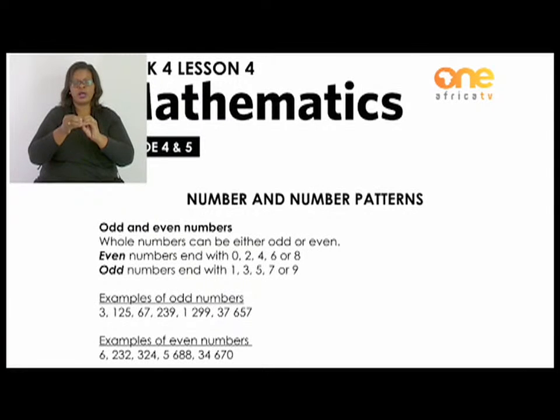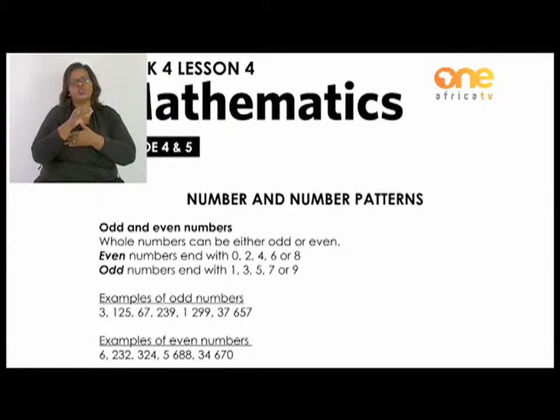All numbers are classified as odd and even numbers. Even numbers end with 0, 2, 4, 6, and 8. Whereas odd numbers always end with a 1, 3, 5, 7, and 9. So when you are counting in twos, it means you are listing all the odd numbers. There are examples shown there on page 13, which show odd numbers.